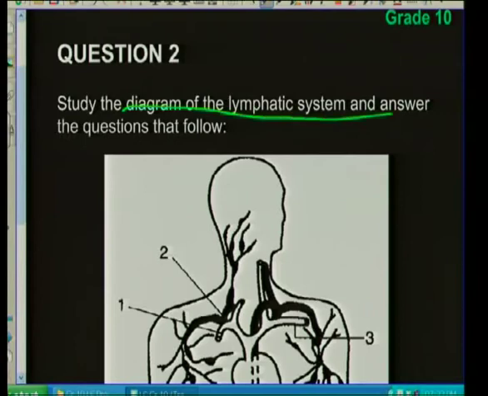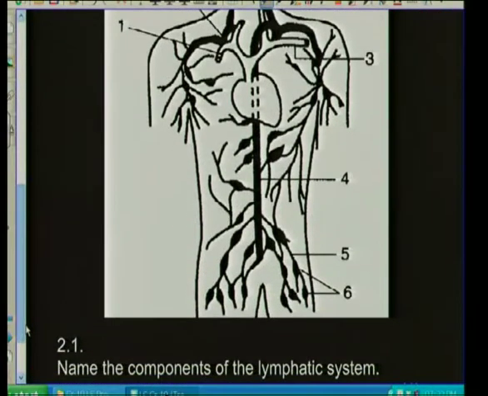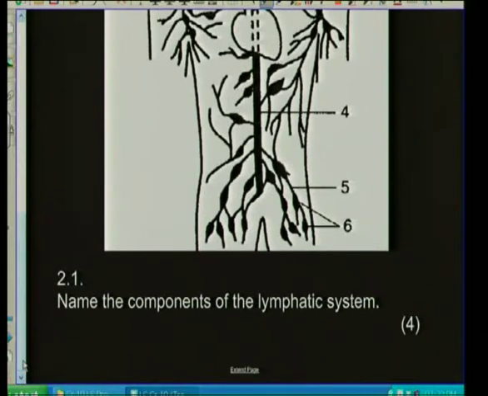And we move to question 2. Question 2 has a diagram again. Study the diagram of the lymphatic system and answer the questions that follow. And there's a nice diagram of the lymphatic system. It says, name the components of the lymphatic system. In other words, what makes up the lymphatic system?